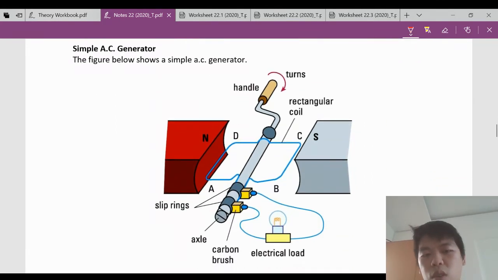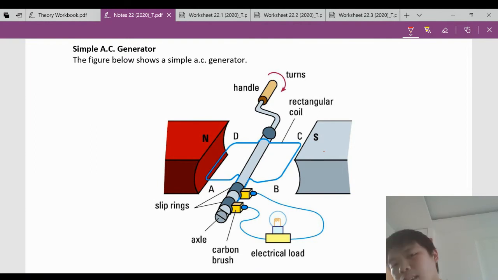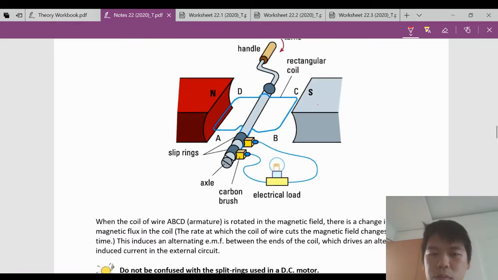So a simple AC generator will look as such. Similarly, you have your magnets, north and south. You have a coil. These coils are connected to two slip rings also, and two carbon brushes, and then this is connected to anything that you want to power. Okay. At the same time, you need to exert a force to actually move this coil in this setup. So let's explain how this works.